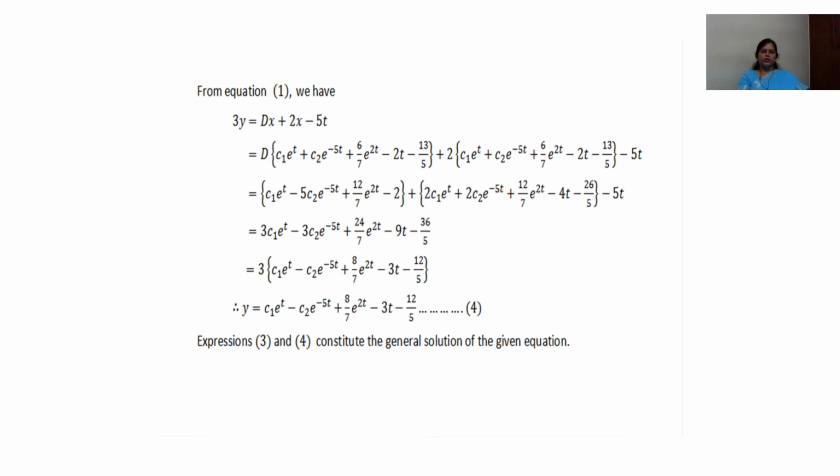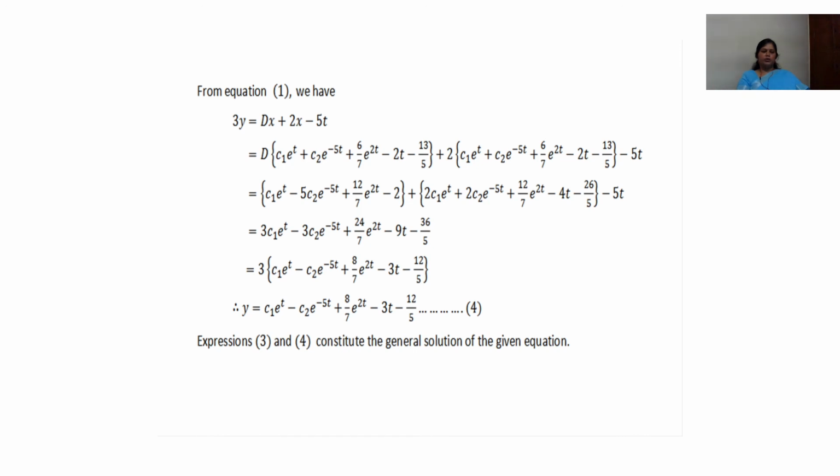In all these values, we combine c1 separately, c2 separately, and the e to the power 2t terms, t terms and the constant term. So we'll get 3 into c1 into e to the power t minus 3 into c2 into e to the power minus 5t plus 24 by 7 into e to the power 2t minus 9t minus 36 by 5. If you take 3 common, we'll get 3 into c1 e to the power t minus c2 e to the power minus 5t plus 8 by 7 e to the power 2t minus 3t minus 12 by 5. This is our 3y value.